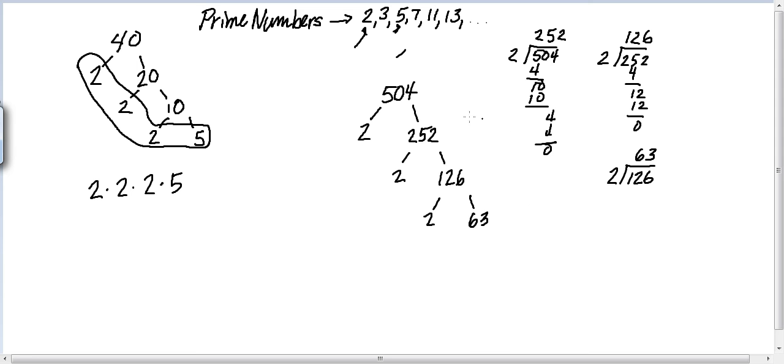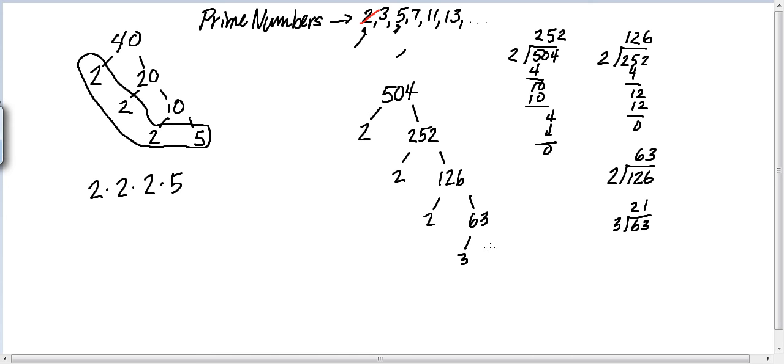Now, 2 does not go into 63, because 63 is an odd number. So we're done with 2. 2 is no longer an option. 2 will never, ever go into this number again. So now I'm going to say, does 3 go into my number? And 3 goes into 63. Maybe you can see that. 3 goes into 6 2 times, and 3 goes into 3 1 time.